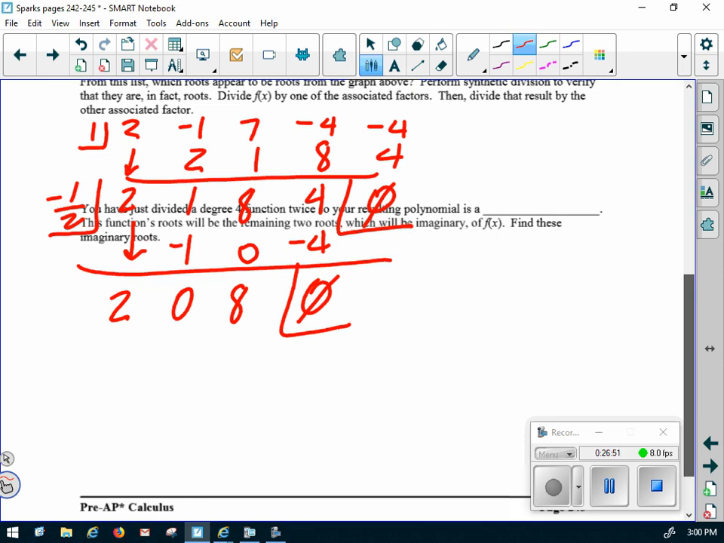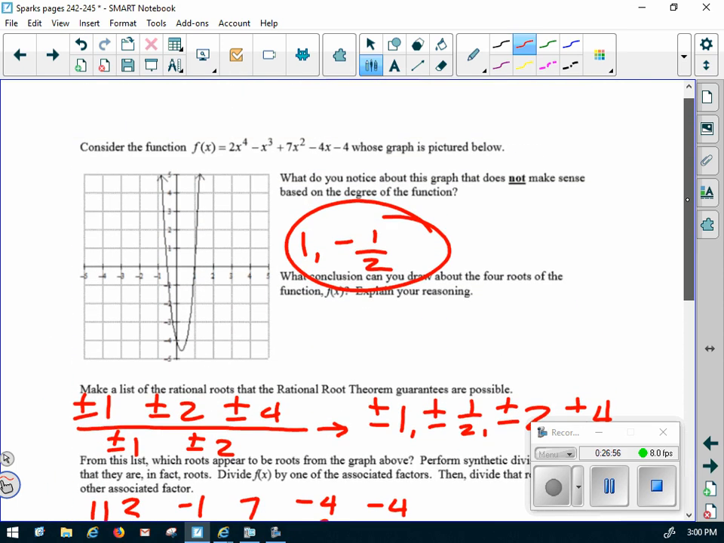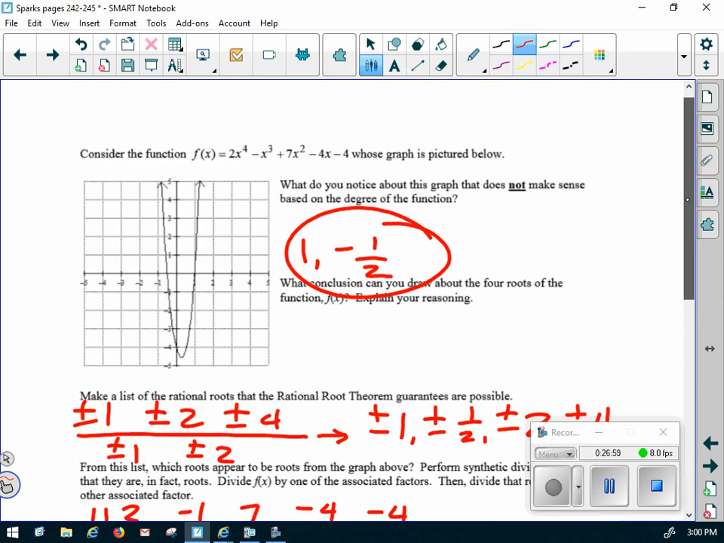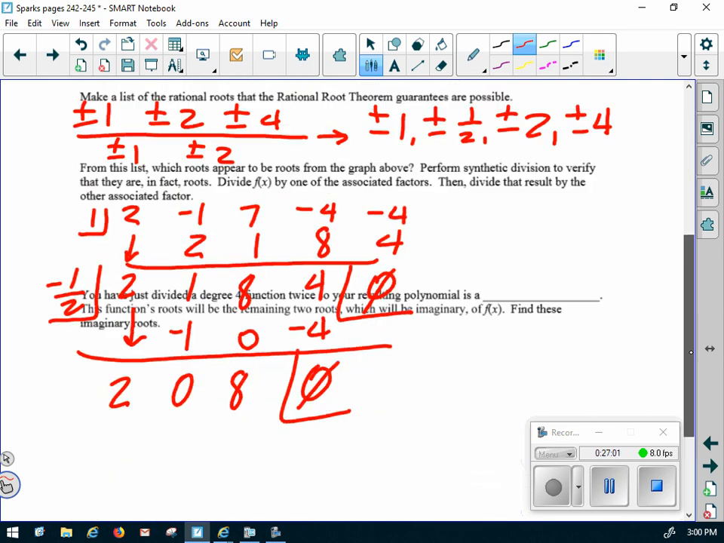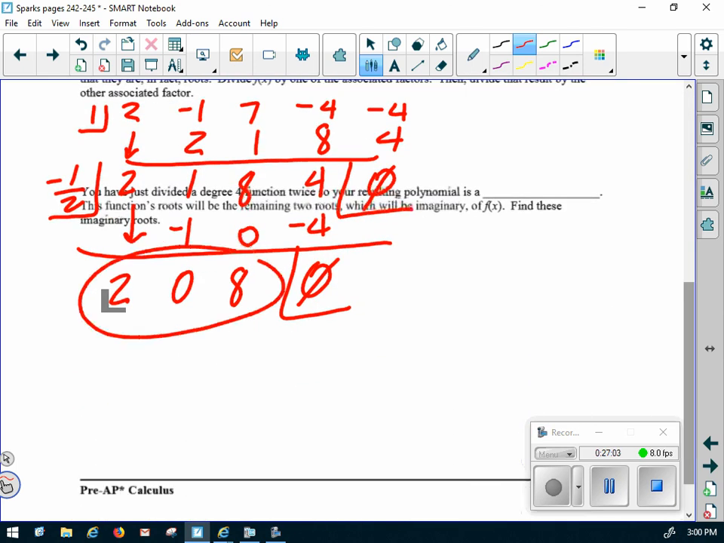Now, once I've done that division twice, look at what degree my function f was, and tell me what degree this is. That's right, it's quadratic. And that's what's going to go right there. So let's see if we can find those other roots. If this is quadratic, I can find the roots of that thing, because if nothing else works, the quadratic formula will.